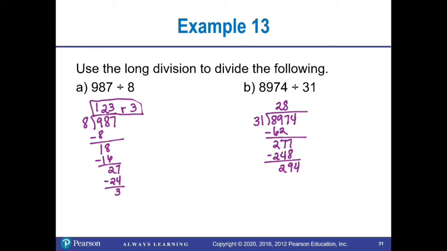Remember, whatever's down here as part of the remainder has to be less than that divisor. Bring down your 4, that next digit. And we talked about that 31 times 9 is 279. So subtract 279 and you're left with 15. Our answer then is 289 with a remainder of 15.